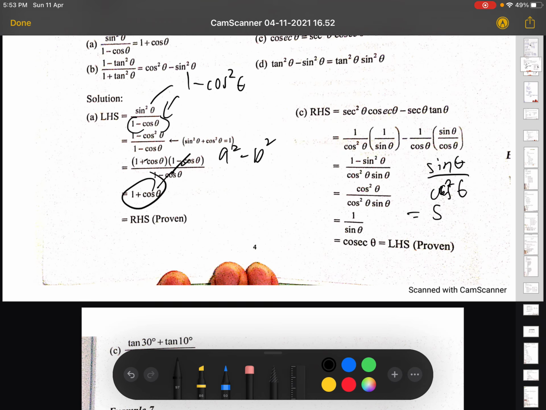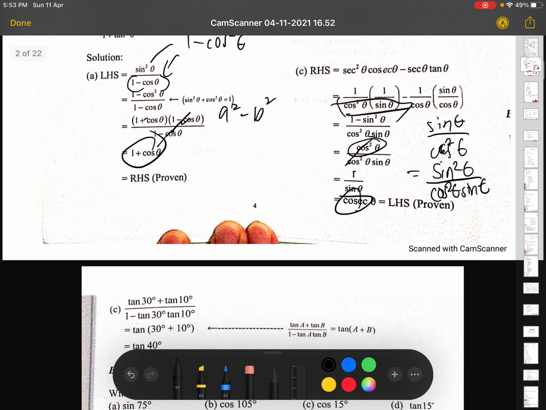So this sin theta over cos square theta is equal to sin square theta over cos square theta sin theta, because this is already cos square theta sin theta. So 1 minus sin theta over cos square theta sin theta, then that's equal to cos square theta. Then you can cut out the cos square theta, and then you will get 1 over sin theta, which is cosec theta.